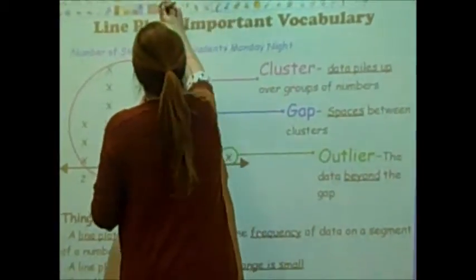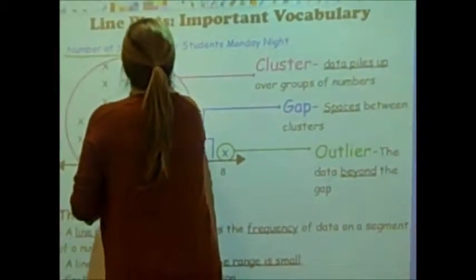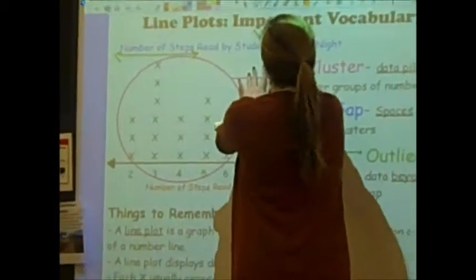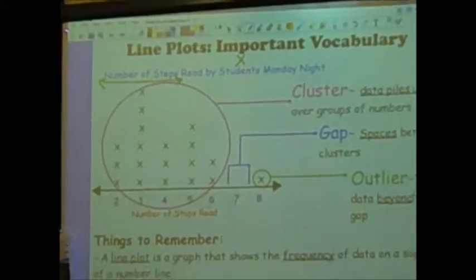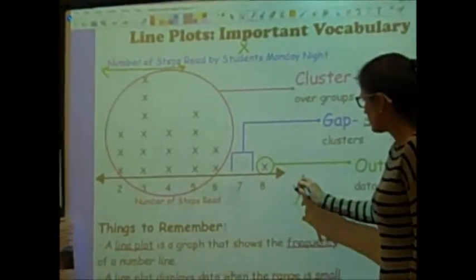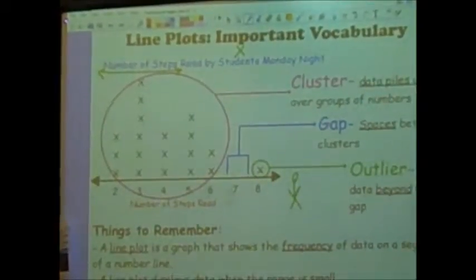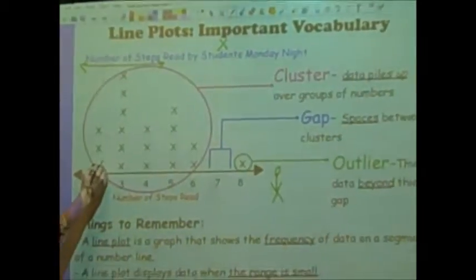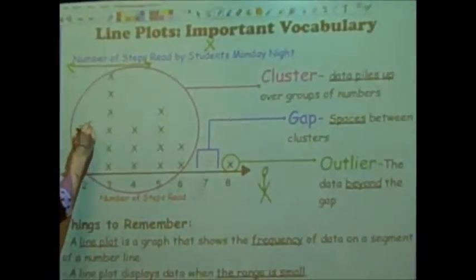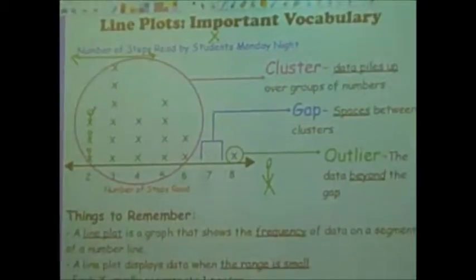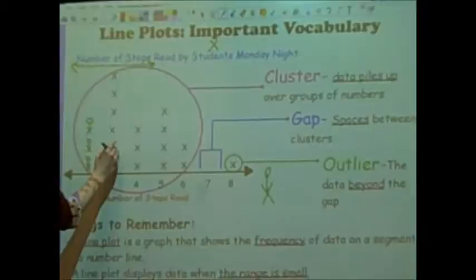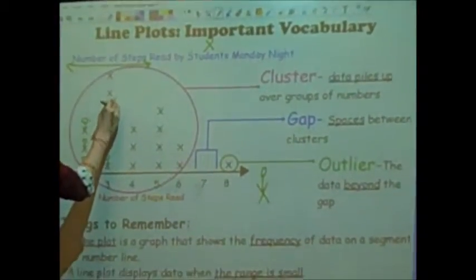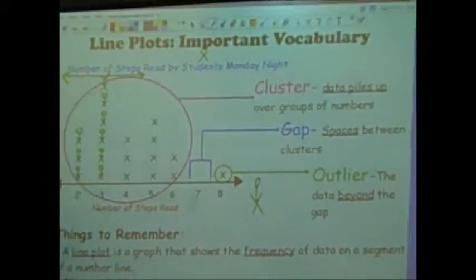So I like to look at the top and say, okay, number of steps, that's my number line, read by students. Each student is your X. And what we'll do in our class is we'll turn that X into a person, so that it's easy to recognize that that's a person. So that means how many people read 2 steps? 3 people. That's so cool. It's just a good way to think about it.